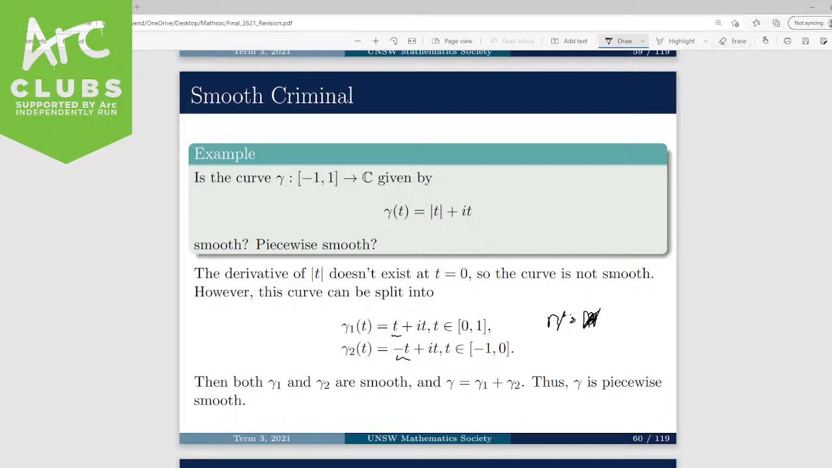It's not lifting. Gamma 1 dash would be 1 plus i. That's my point. And the other one would be minus 1 plus i. So the derivatives all exist and they're continuously differentiable. So that means each of those pieces there are smooth. So overall, your gamma is piecewise smooth. And yeah, that'll happen quite a lot.